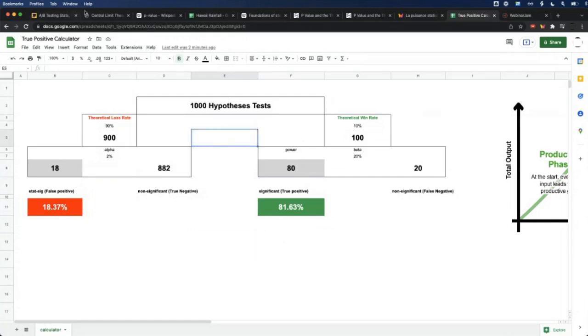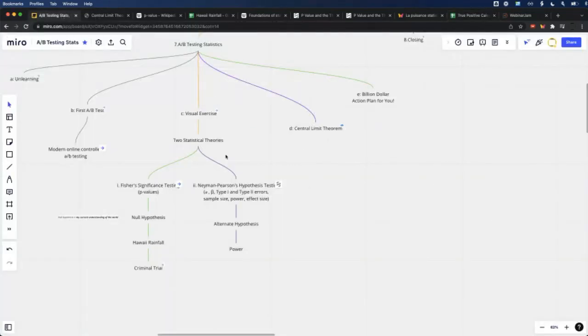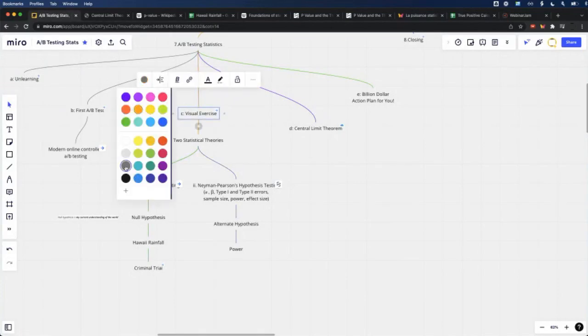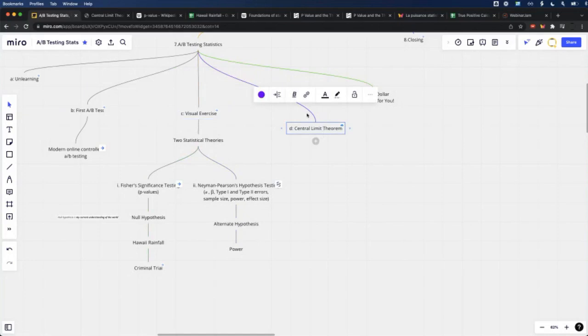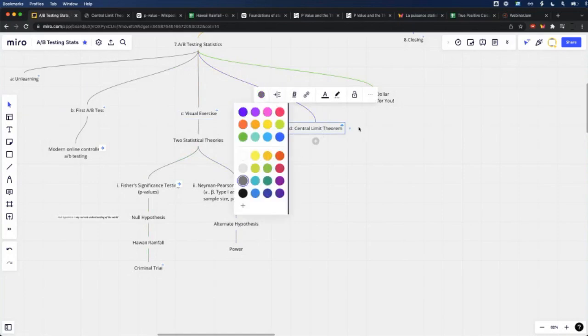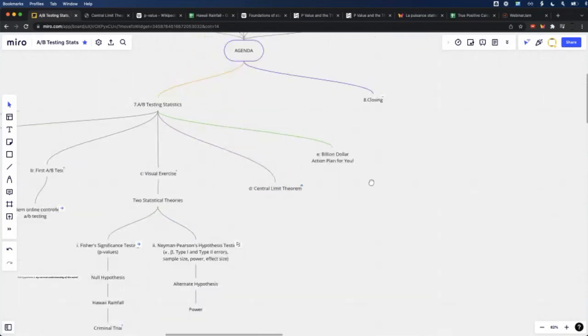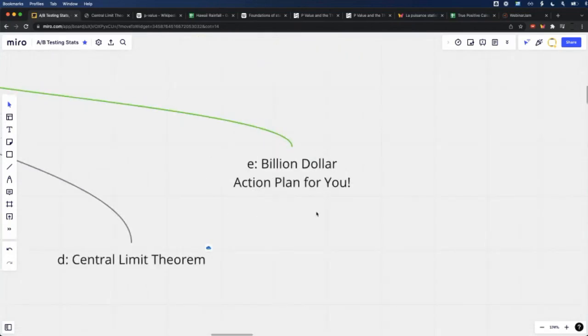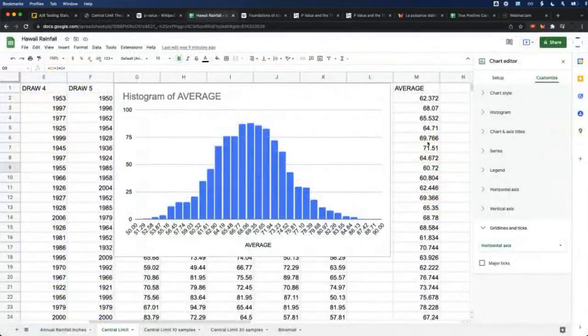So yeah, this is in a nutshell. I wanted to cover everything about these topics. So I'll just mark all of these as gray. I covered the central limit theorem. The action plan for you is basically what I went through, and I'll just put everything together now.